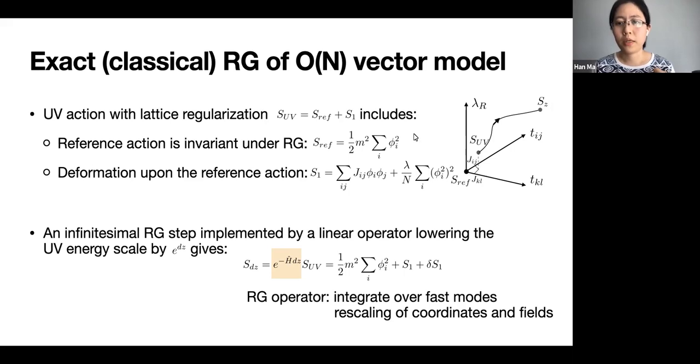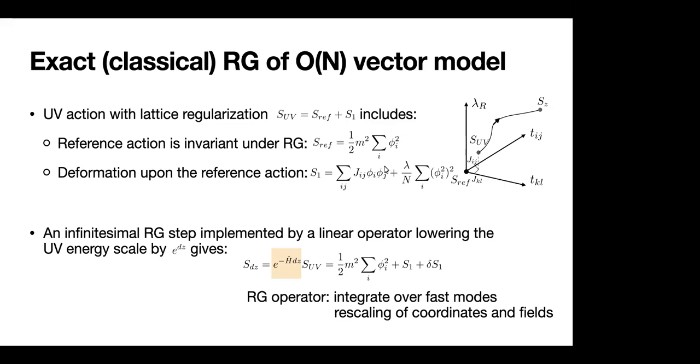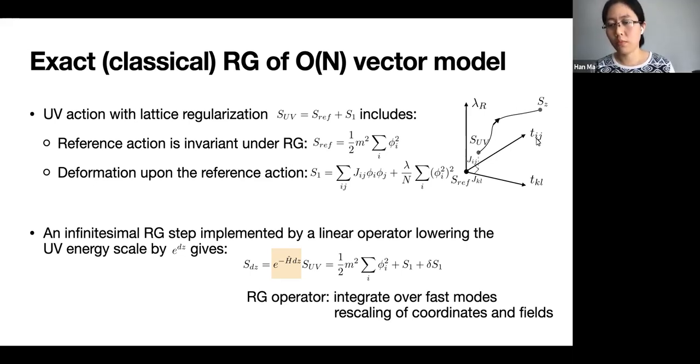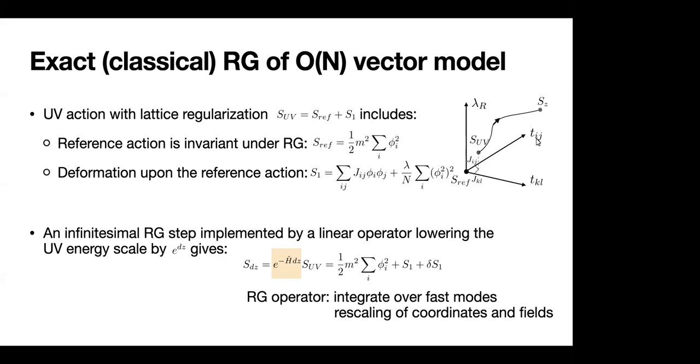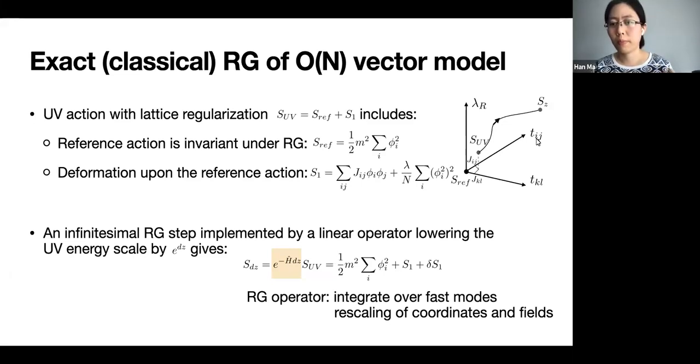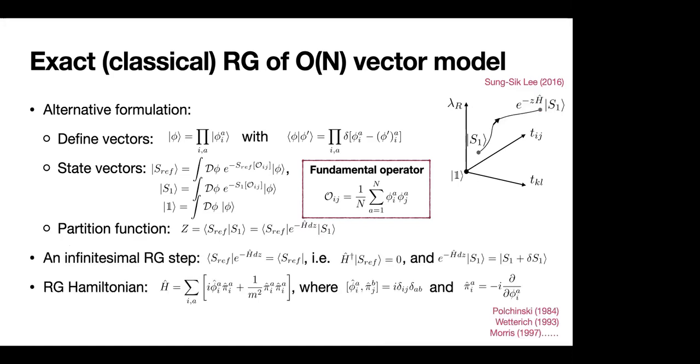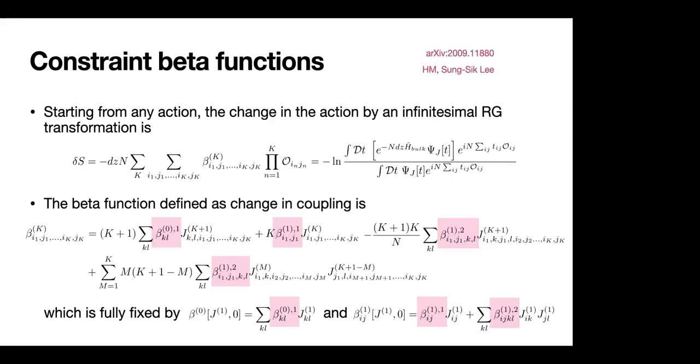But in the O(N) vector model, we checked that if we use another reference action in momentum space, then the output, the effective action at RG time Z, will not change quantitatively. I see. So they look quite similar, just with some correspondence. But for other models, I'm not sure what happens to the efficiency. Yeah. I see. Okay, thanks. Yeah, sure.